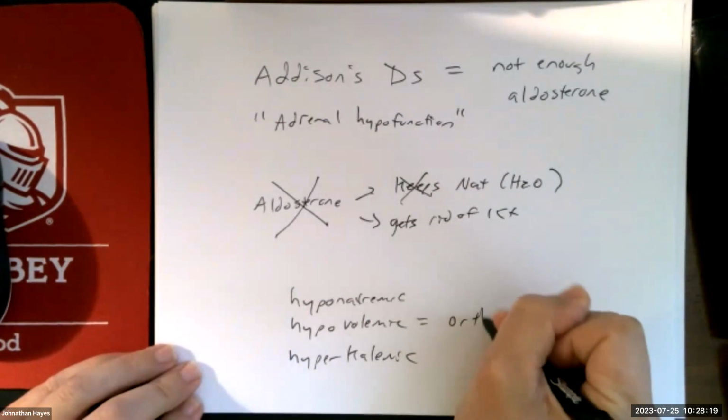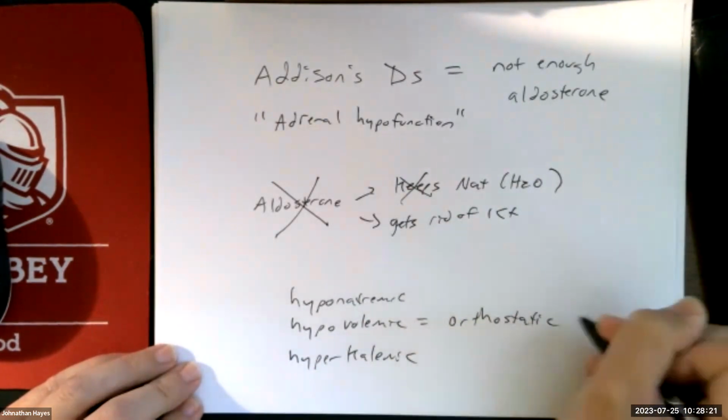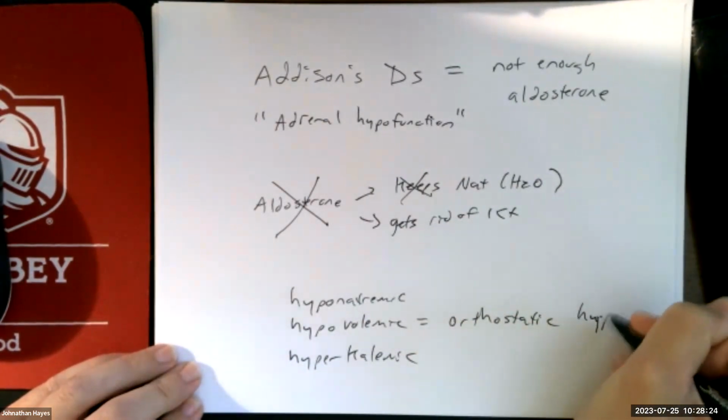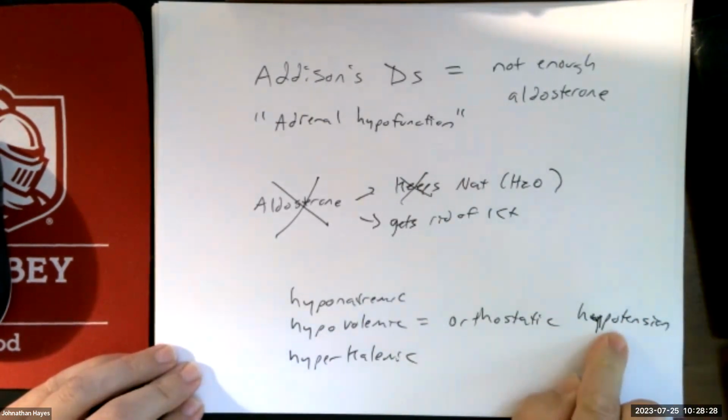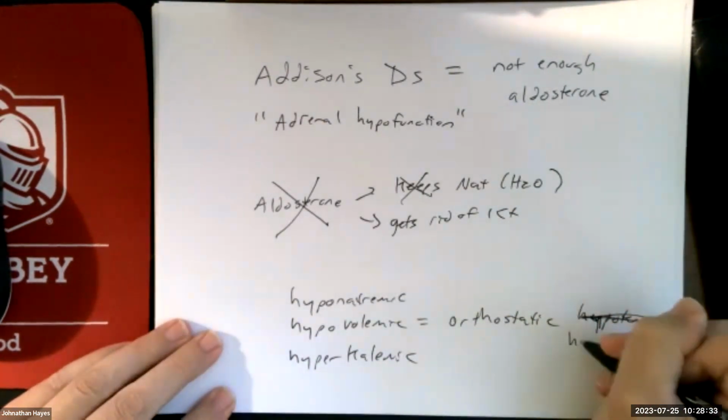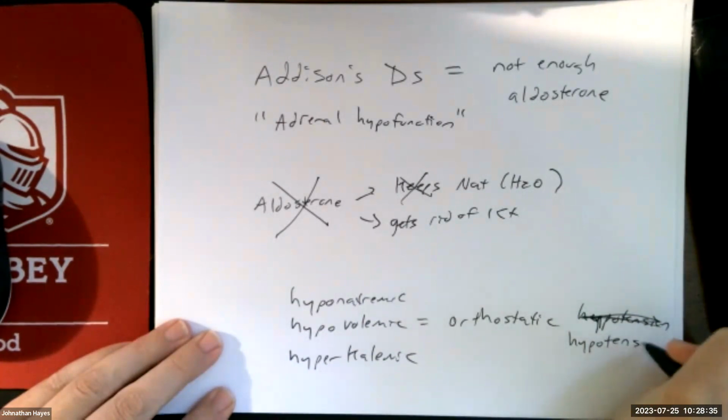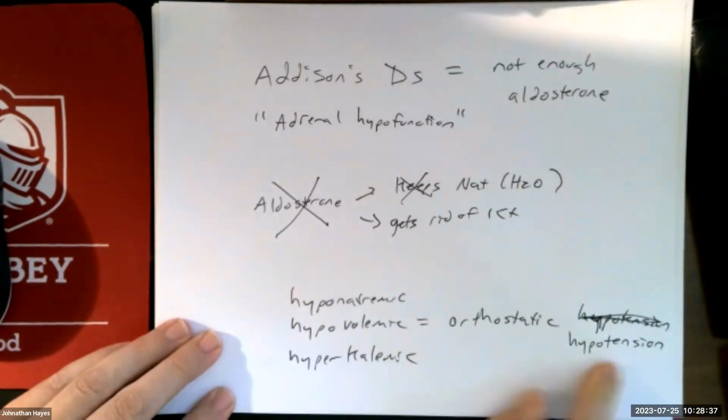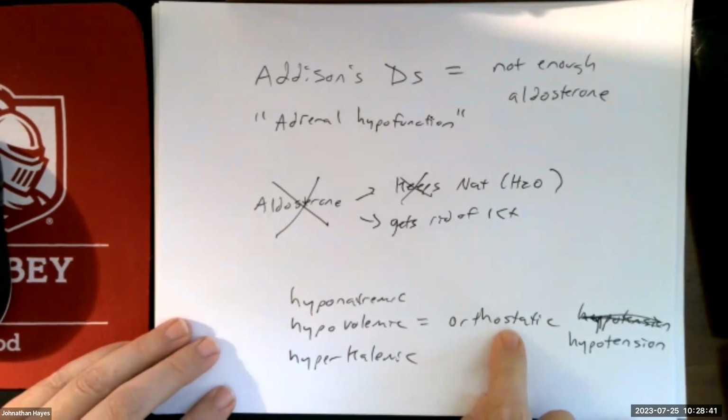Okay, so hyponatremic, hyperkalemic, hypovolemic, and one of the major signs and symptoms of Addison's disease comes from this: they get what's called orthostatic hypotension. The reason they get hypotension, low blood pressure, is this. Orthostatic hypotension means I get low blood pressure every time I stand up. Every time I go from a laying position to an upright position, or a seated position to a standing position, I feel like I'm going to pass out.